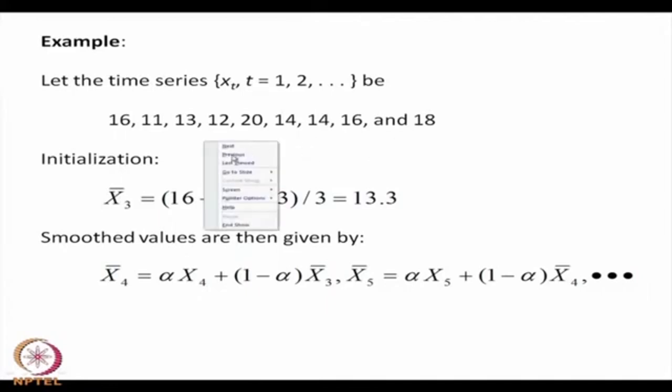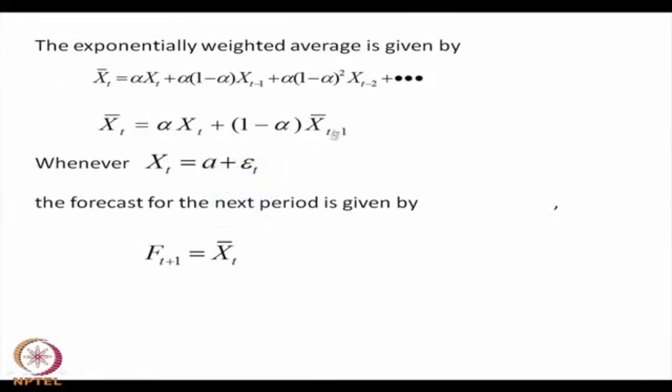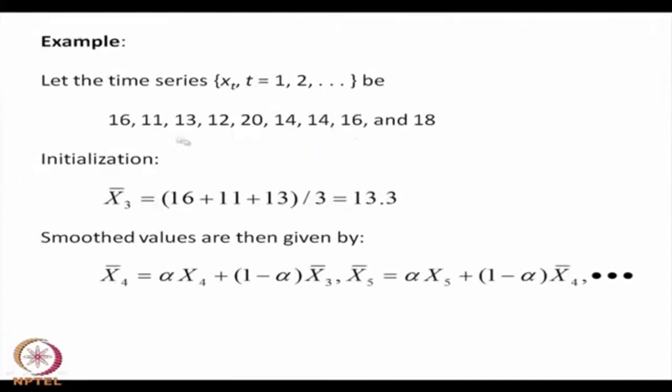Now, if you see, in order to use this equation, we need to have the past value x bar t minus 1. And in this example, we have only the actual time series values. We do not have any past smooth value. So, we must start with an initial value of x bar t.